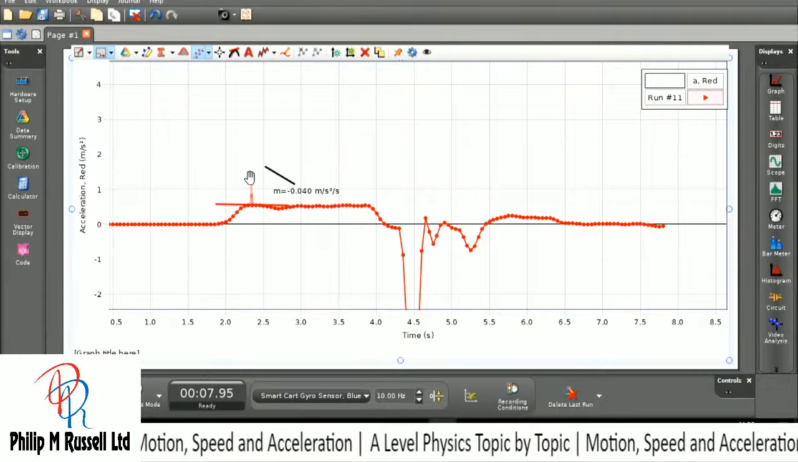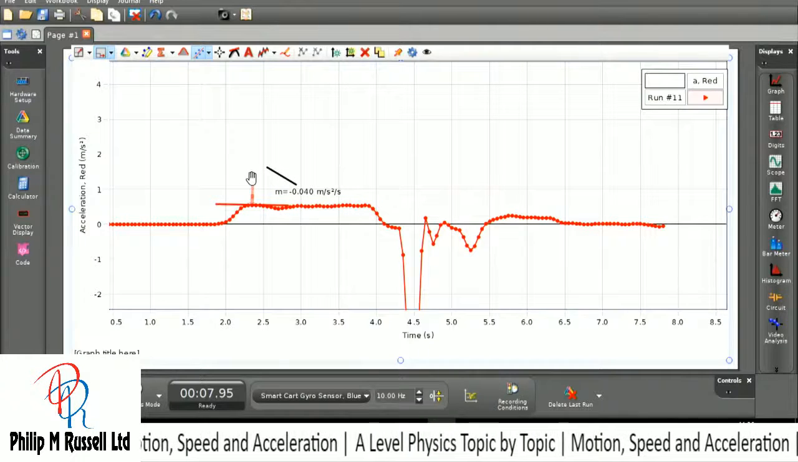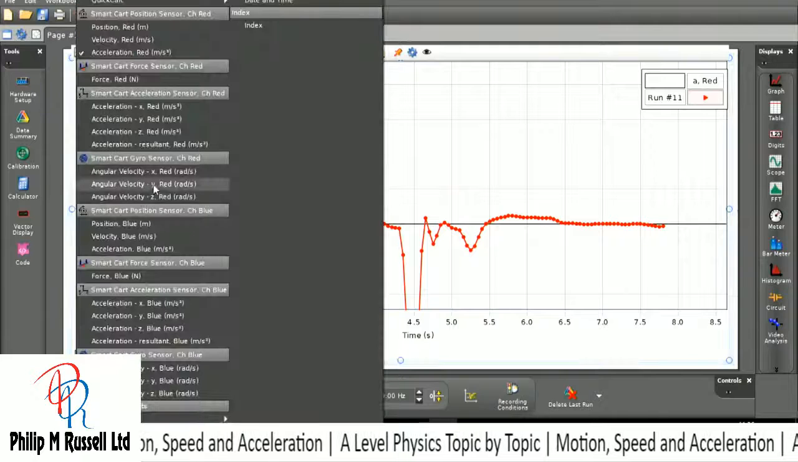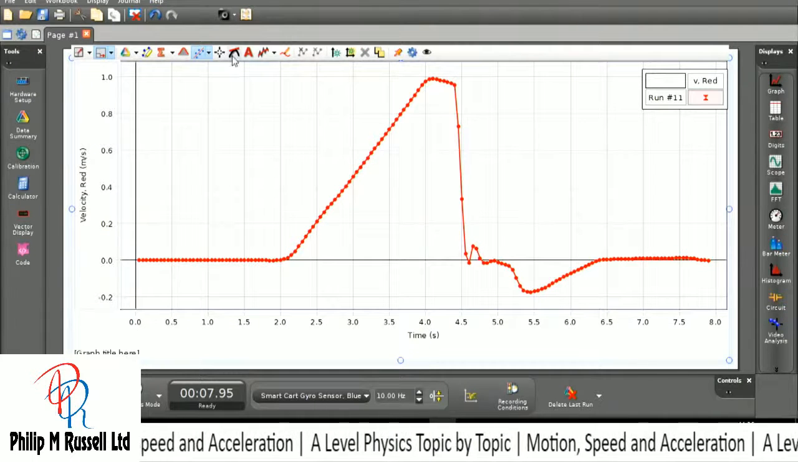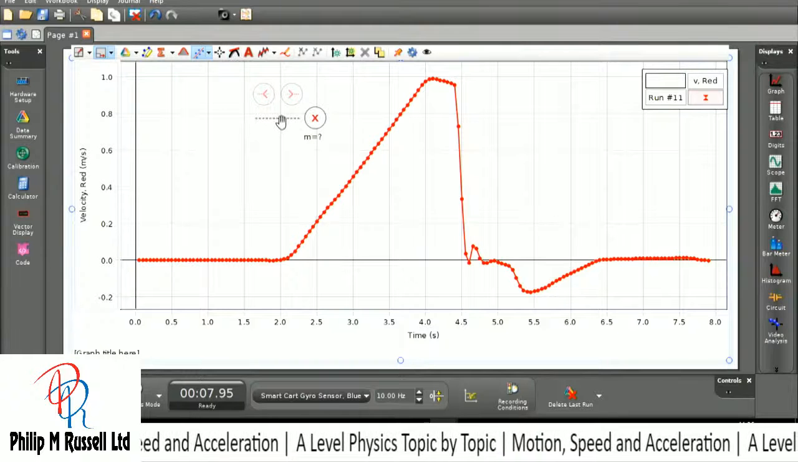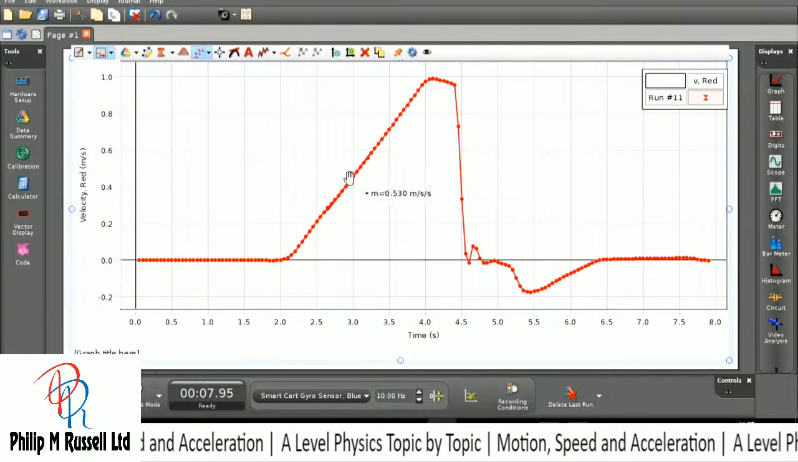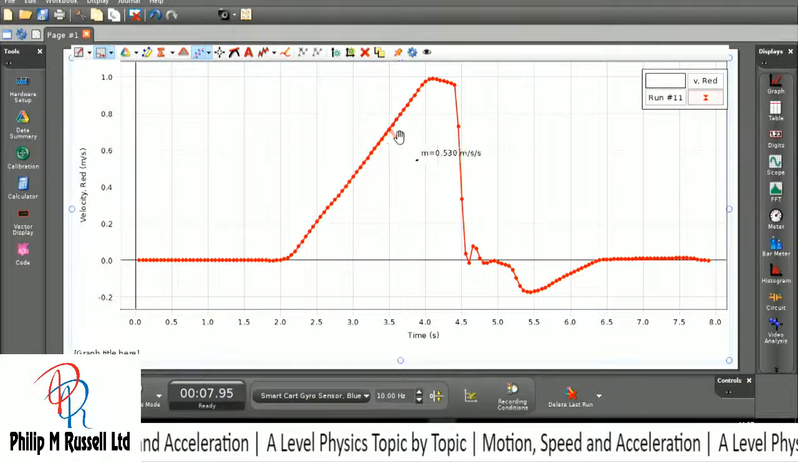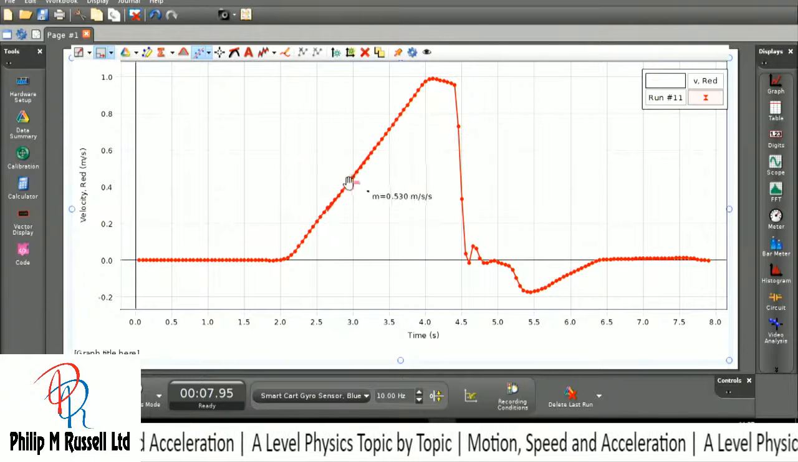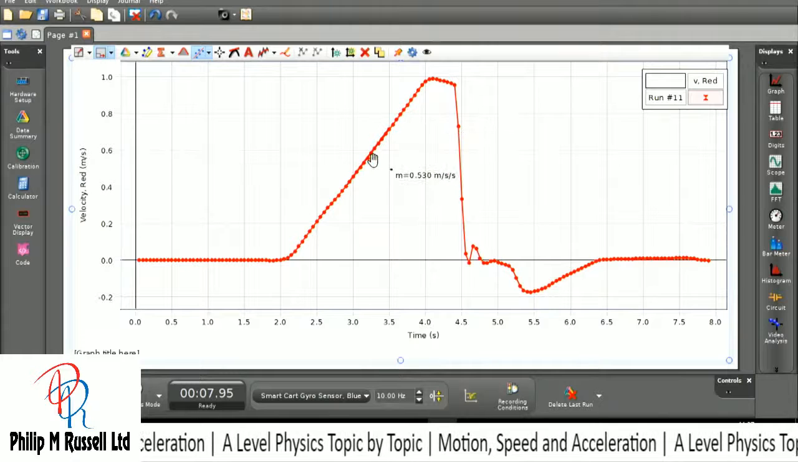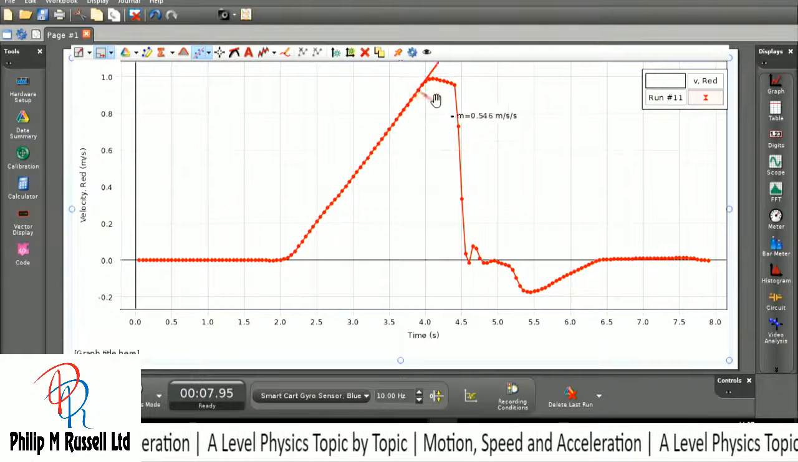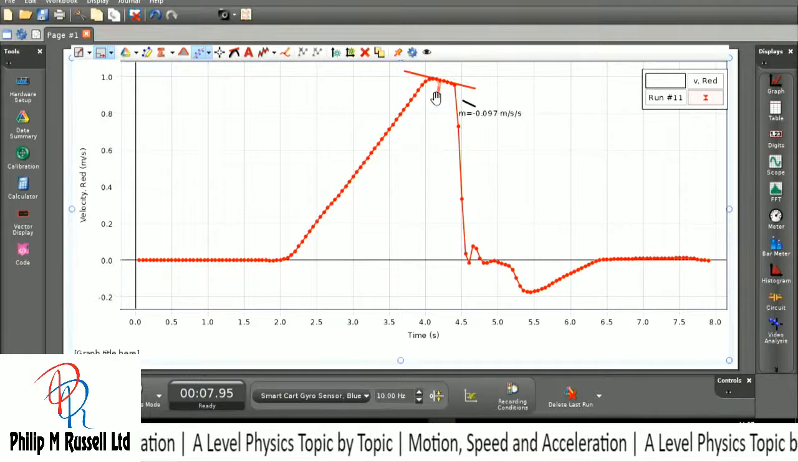And there's our approximate acceleration. If I do this looking at the velocity graph, then if I look at my change in velocity, here we can see perhaps a little bit clearer the acceleration here, and it's decelerating there.